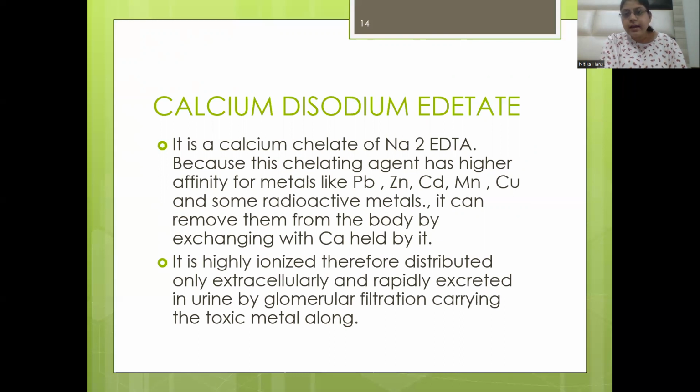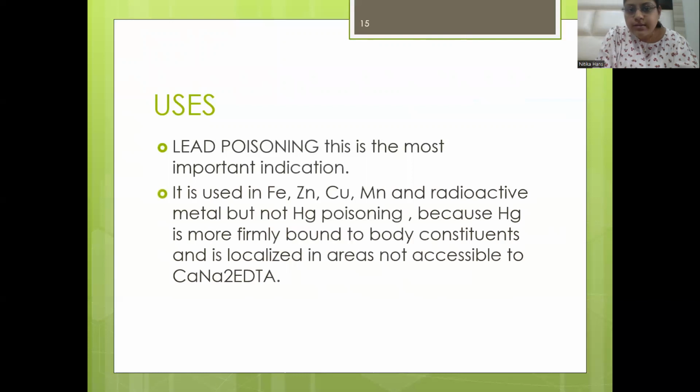Means as it is highly ionized, it will not cross the biological membranes. So it is present extracellularly and is easily excreted by glomerular filtration, carrying the toxic matter along. Uses: lead poisoning. It can be used in iron, zinc, copper, manganese, and radioactive metals, but not mercury poisoning, because mercury is more firmly bound to body constituents and is localized in areas not accessible to calcium disodium edetate.